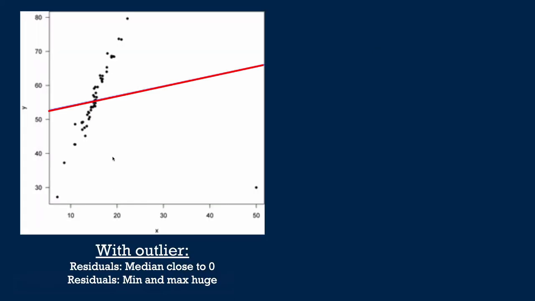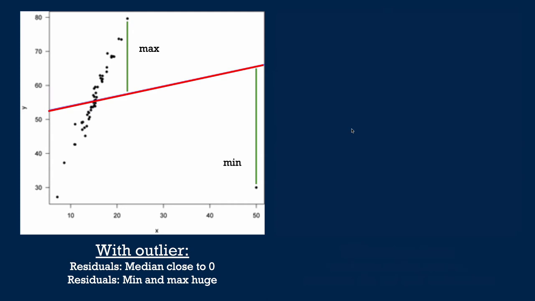And then in this example, we would expect the regression line to follow the data points, but you can see that it's not because there's this one leveraged outlier in the bottom right that's pulling down our whole line. So if we looked at the output of this regression, the median residual might actually be close to zero, but the min and max would be huge.